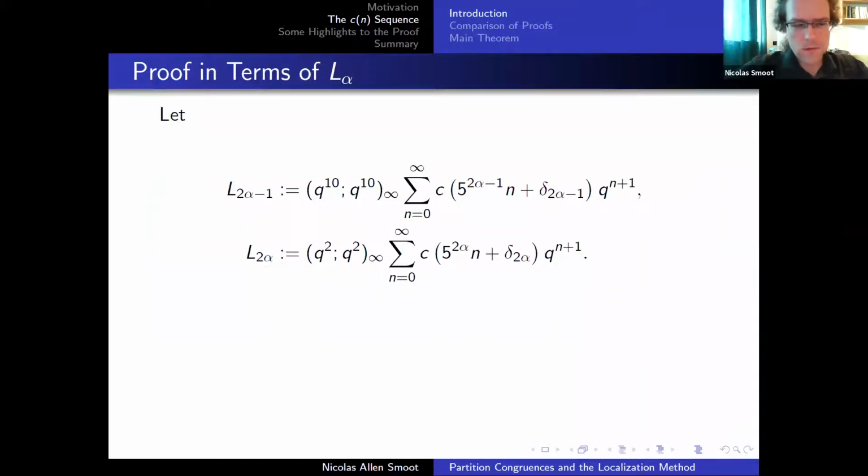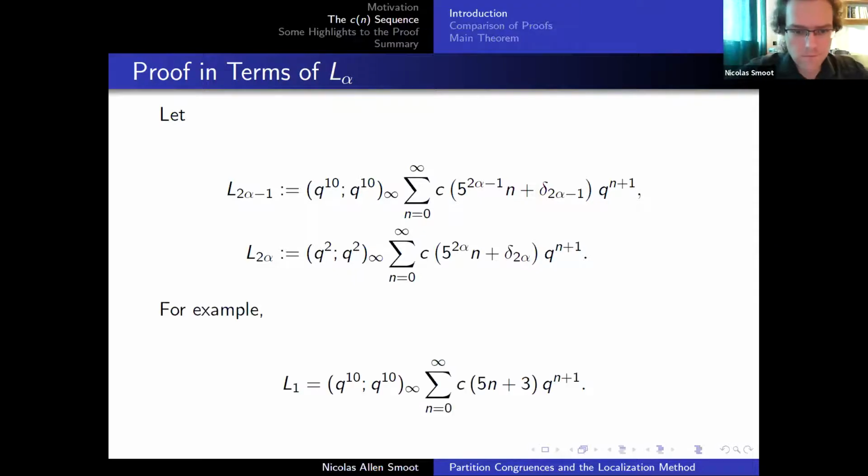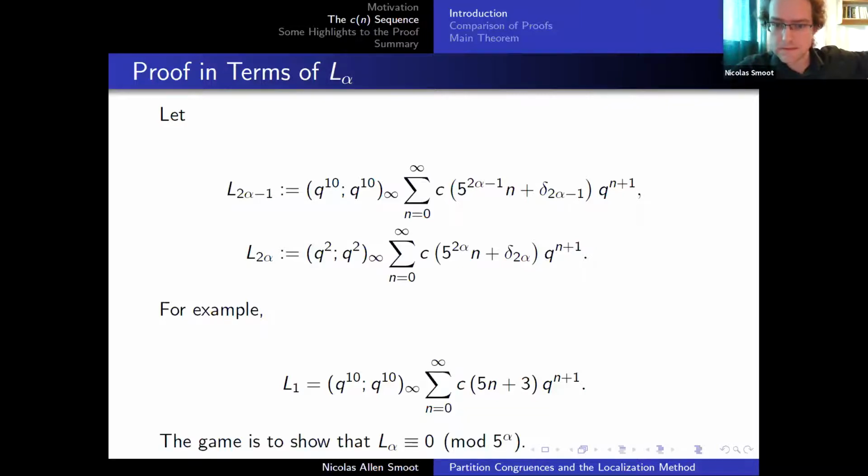So just to walk through how this is roughly proven, it looks very similar to how you would start a proof for congruence families for powers of, say, 5, what I showed a little earlier. I can find these functions L_alpha. They're just slightly normalized generating functions for each case. For example, L1 has this q to the 10 prefactor in front, and it's just the generating function for c of 5n plus 3. And the game, obviously, is to show that each L_alpha is an integer power series, right? That's where the coefficients are divisible by 5 to the alpha.